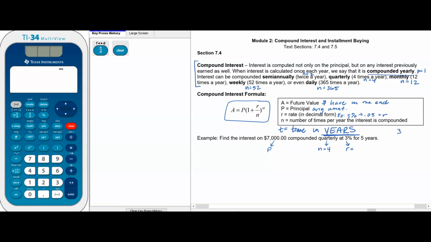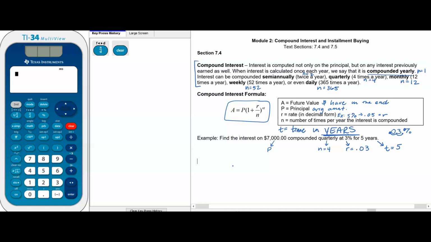But as a decimal, remember we always take our decimal, which is always at the right of the number if we don't see it already, and we move it 2 spots to the left and fill in any blank spaces with zeros. So it's going to be 0.03. And then for 5 years, that's already in years, which is great, so we just put 5.